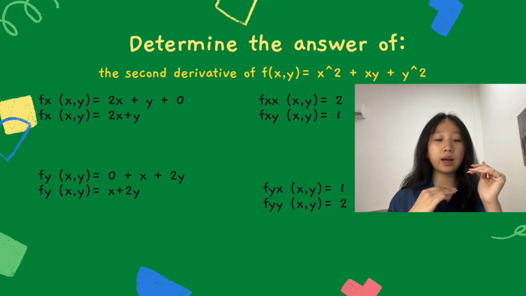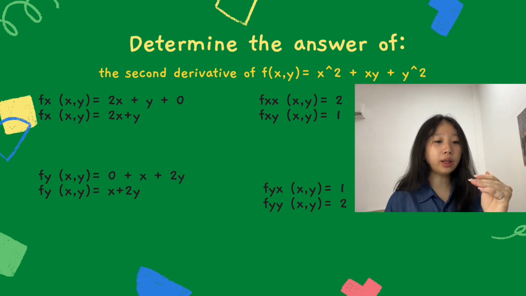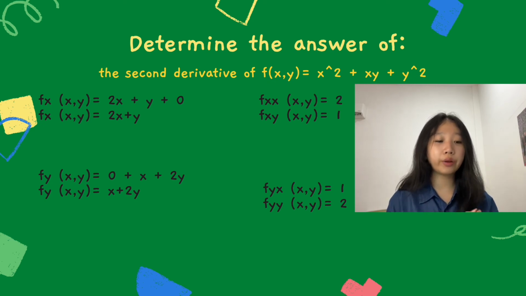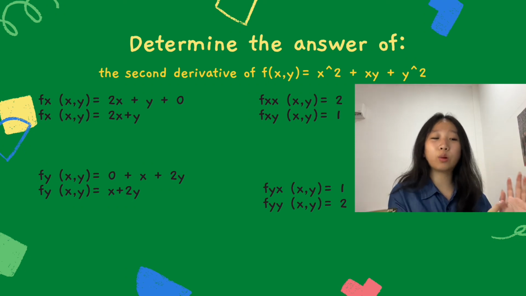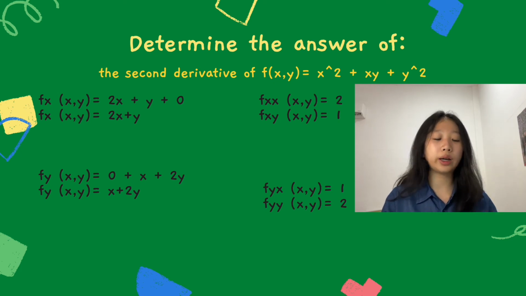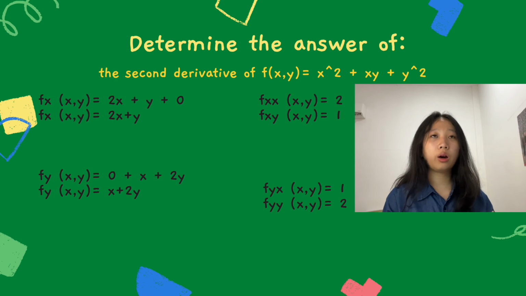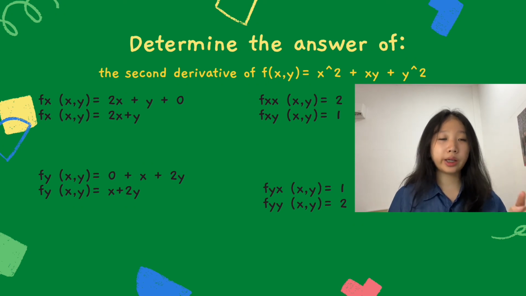For those fx and fy of (x,y) we're going to differentiate again, and this is called the second partial derivatives. fxx of (x,y) is 2, and fxy of (x,y) is 1. For fyx of (x,y) it is 1, and for the last one, fyy of (x,y) is 2.